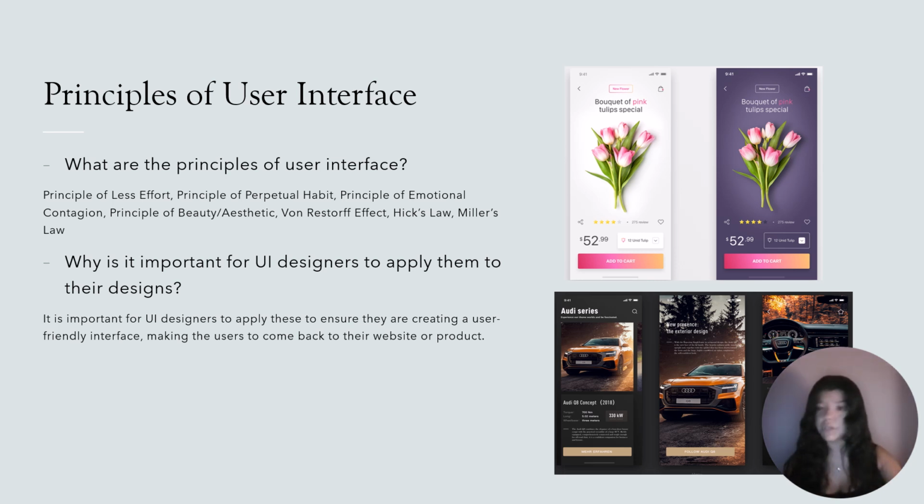And then we have some other ones. We have the von Restorff effect, which is when, if there's a group of objects and one of the objects stands out compared to the others, that one's usually going to be deemed more important or people will remember that one more than the others.